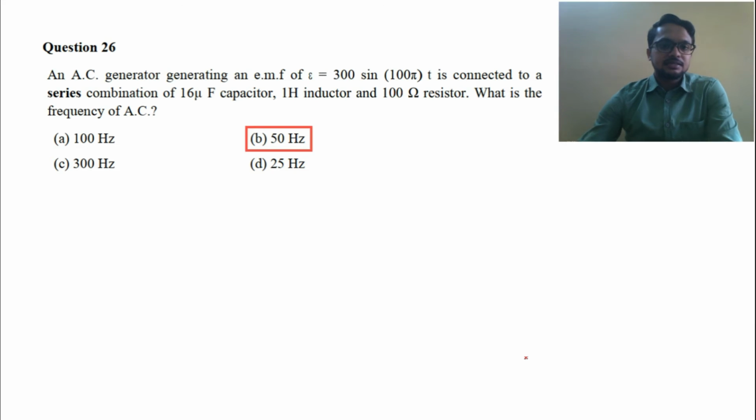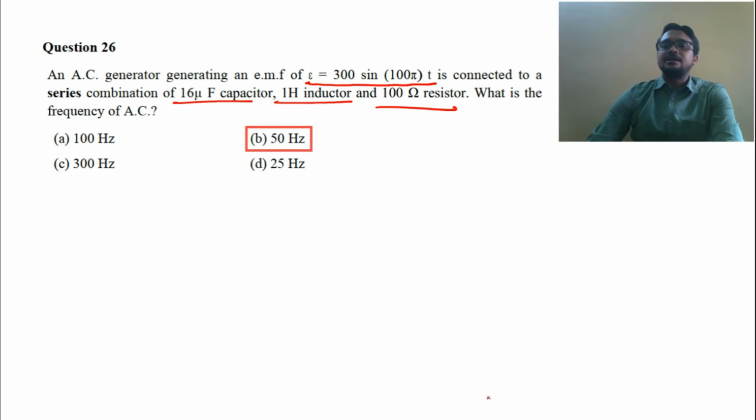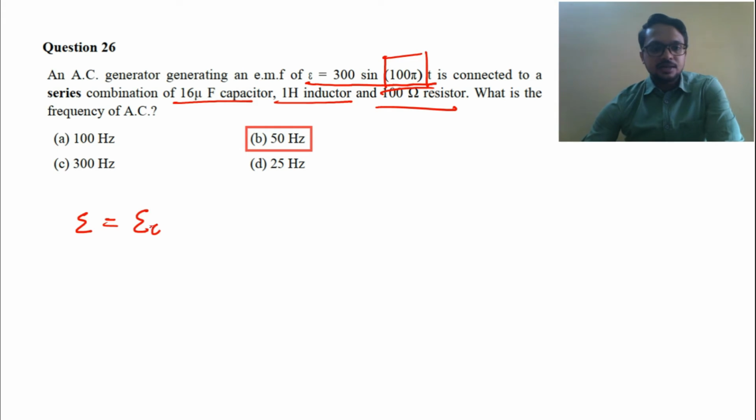Next question is 26. Very easy question. Many things are given that are not required. Only this part is required. An AC generator generating EMF is connected to a series combination of capacitor, inductor and resistor. All these things are not required here. What is the frequency of AC? Now the frequency will come from here, omega t. If we compare this equation with the general epsilon equal to epsilon 0 sine omega t, we will get omega equal to 100 pi.